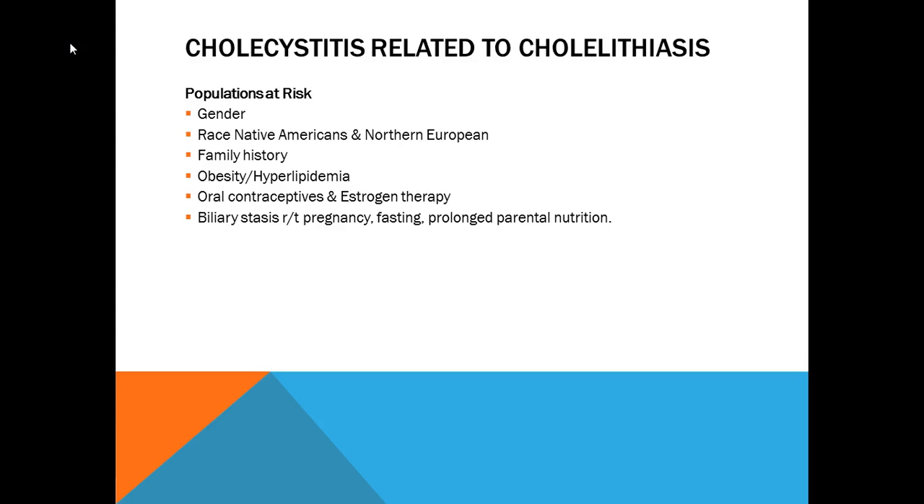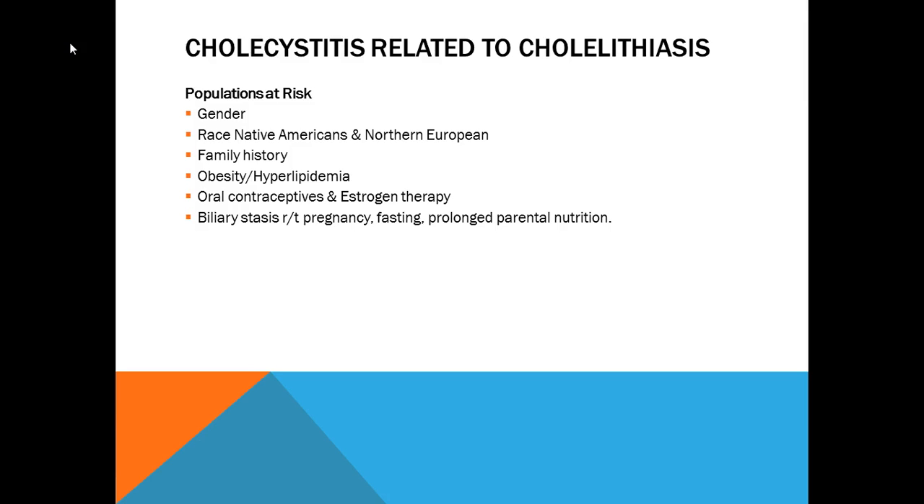Populations at risk. This is where our F's come into play. Gender: female. Race: Native American or Northern European, we think of fair-skinned. Family history. I hate to use the other F word, but fat: obesity and hyperlipidemia. And then oral contraceptive and estrogen therapy as fertile. So female, fair, family, fat, and fertile. Those are our 5 Fs.